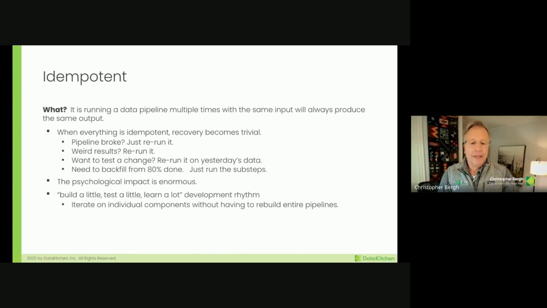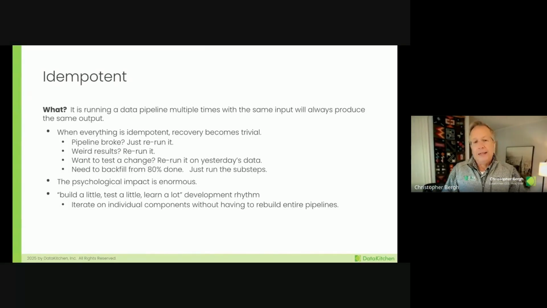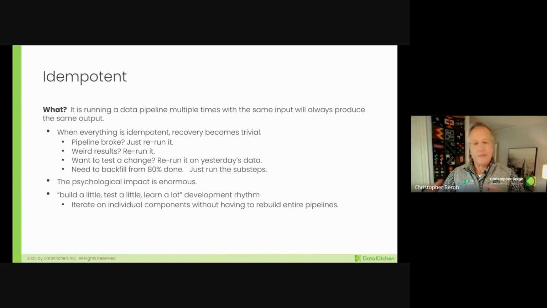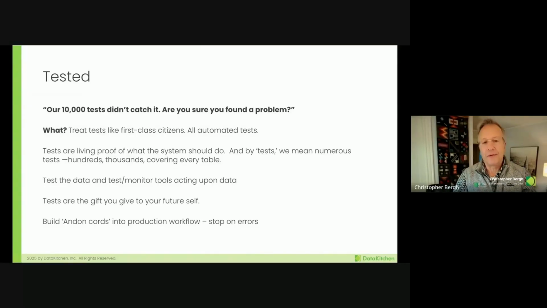recovery standpoint. And the idea of building a little, testing a little, which I learned from my branch chief at NASA in 1990, working in aviation, fits here. Iterating on individual parts during development without having to rebuild entire pipelines over and over again is just a much better way to work, I think, because that way you can build a little, make a test, build a little, make a test, build a little, make a test, and pretty soon you've got something pretty rock solid. And then that goes to the other part, the third part of the FITT, which is tested.